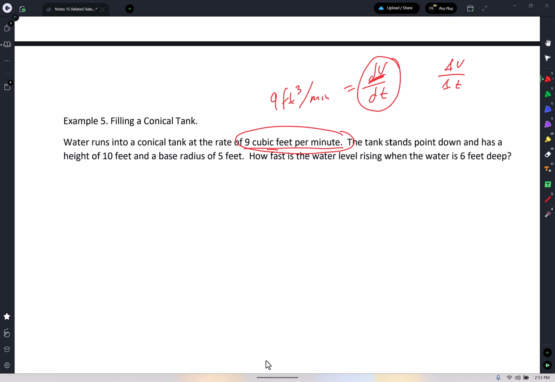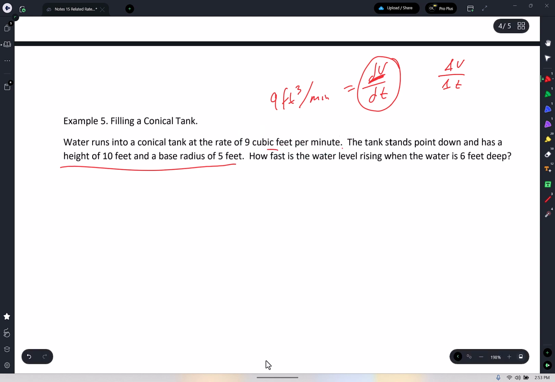The tank stands point down and has a height of 10 feet and a base radius of 5 feet. Hopefully you've had some experience, because we're in this lovely state of Texas and you've driven past some conical tanks. Next time you're driving through the state, look at the silos and the way they feed into trucks. The silos are kind of connected to conical tanks. Right now we'll Google so you can see. Just Google conical tank in farm, or farmland conical tank.